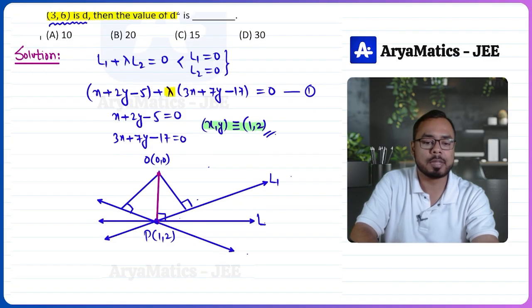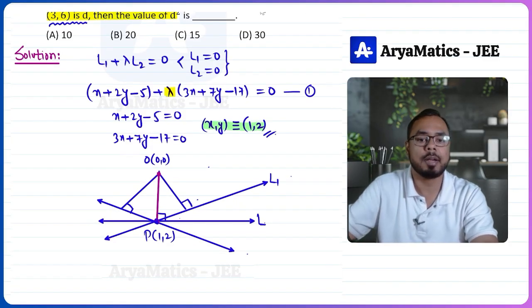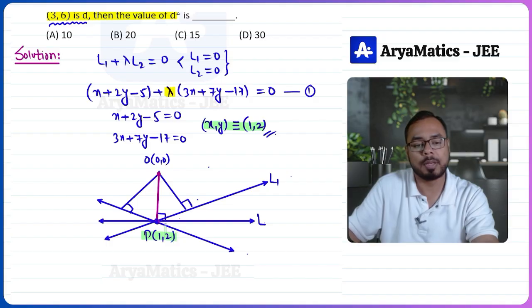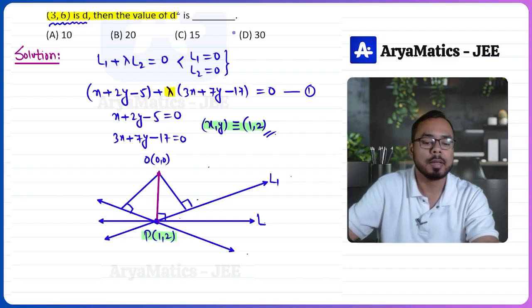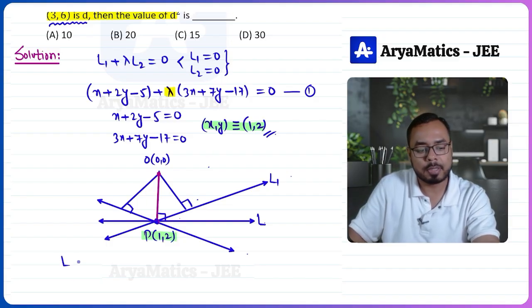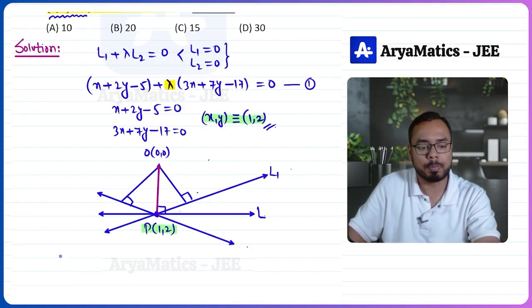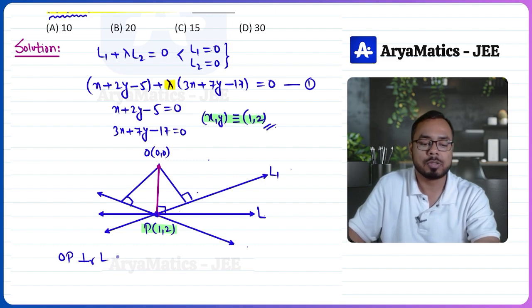So in order to get the equation of line L, the point is already known. The point is 1, 2. We need to get the slope of this line L. And this line L is perpendicular to OP, right? OP and L, these two are perpendicular. So first let us find the slope of OP.